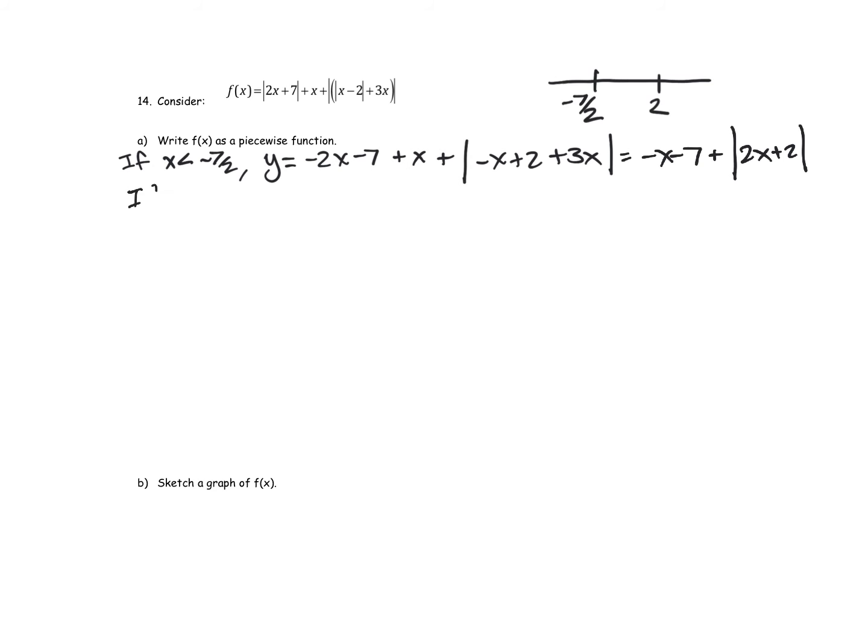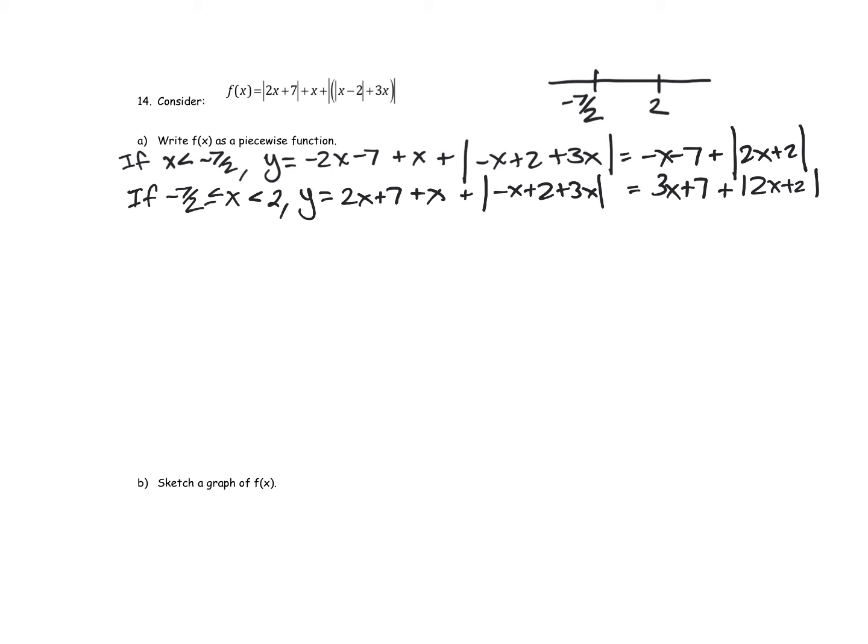Okay, if x is greater than or equal to -7/2 and less than 2, then now this 2x plus 7 is positive, so I'm just going to say 2x plus 7 plus x plus absolute value. X minus 2 is still negative, so negative x plus 2 plus 3x. So this now becomes 3x plus 7 plus the absolute value of 2x plus 2.